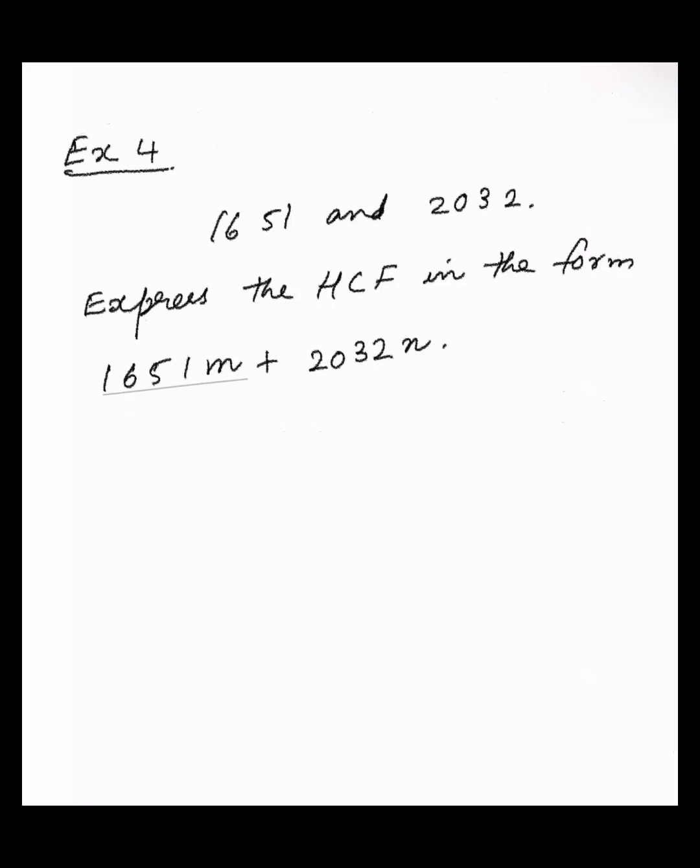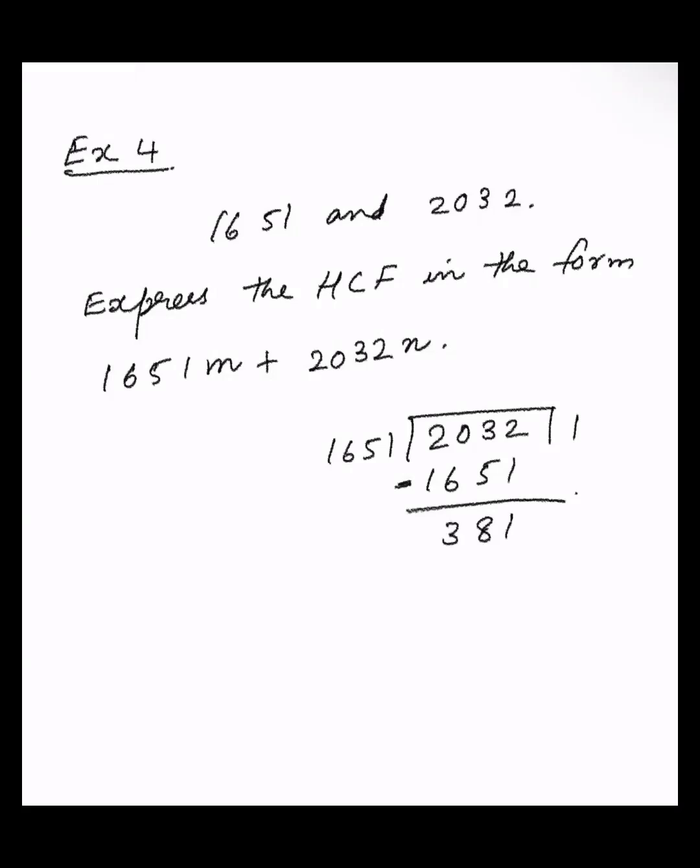Is it 1651 or 2032? Which is the bigger number? Pick that. So the bigger number is 2032. Divide it by 1651. How many times will it go? One time. Got it? It will go only one time. So you get 1651. Subtract, right? The remainder is 381. So you have a remainder.